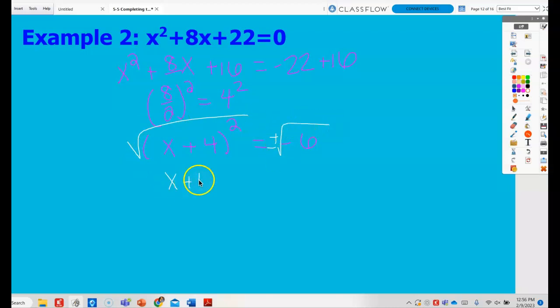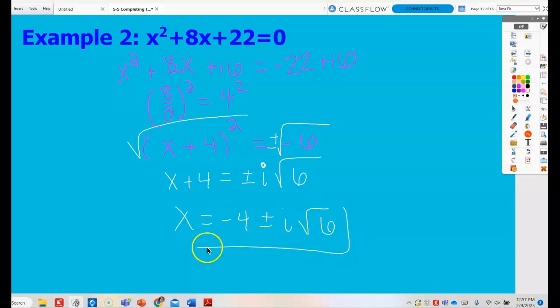So x plus 4 equals plus or minus i square root of 6, because that negative comes out as the i. And then I move over my 4, and I get x equals negative 4 plus or minus i square root of 6.